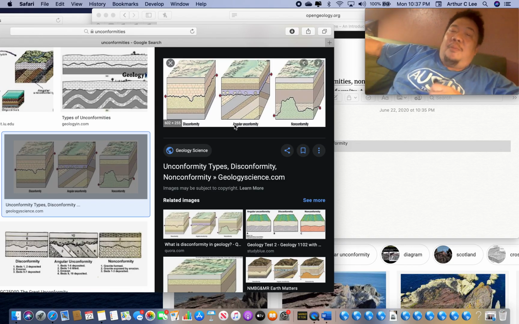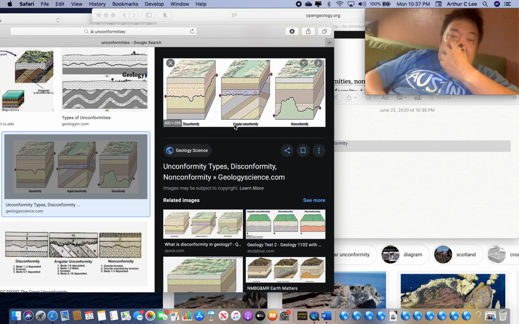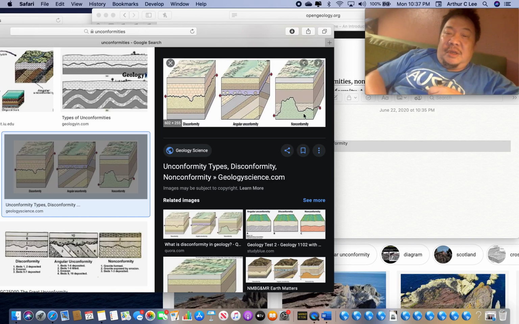At Siccar Point, James Hutton found an angular unconformity. Now let's take a look at the next one here. This is called a nonconformity.